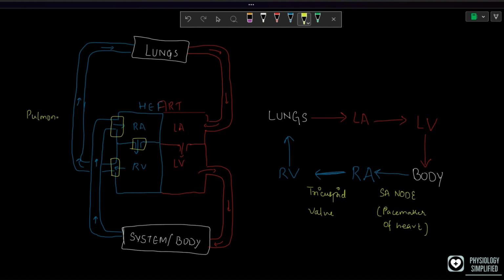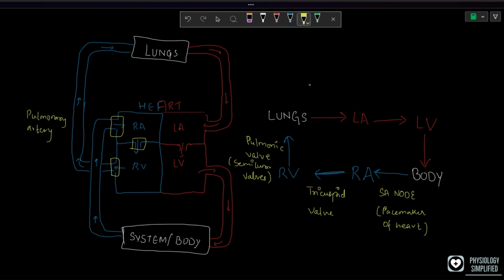Similarly, when the blood is moving out from the right ventricle into the pulmonary artery, this opening is guarded by pulmonic valves or the semilunar valves. Remember that the deoxygenated blood from the right ventricle is carried to the lungs by the pulmonary artery. Although it is an artery, because it is carrying the blood away from the heart, it is named pulmonary artery. The oxygenated blood from the lungs is carried back to the left atrium by the pulmonary vein.